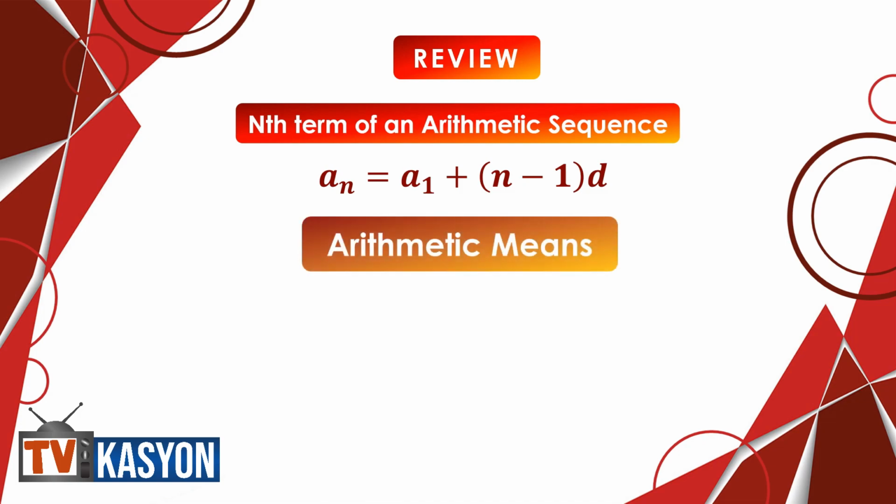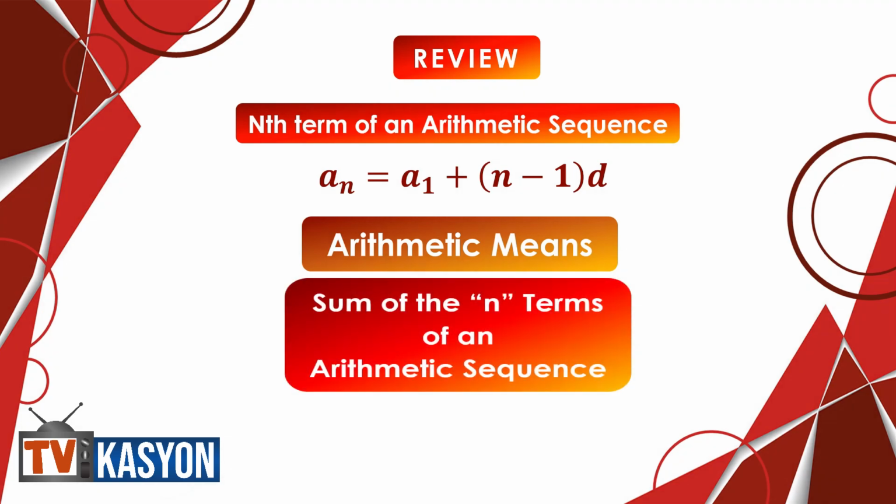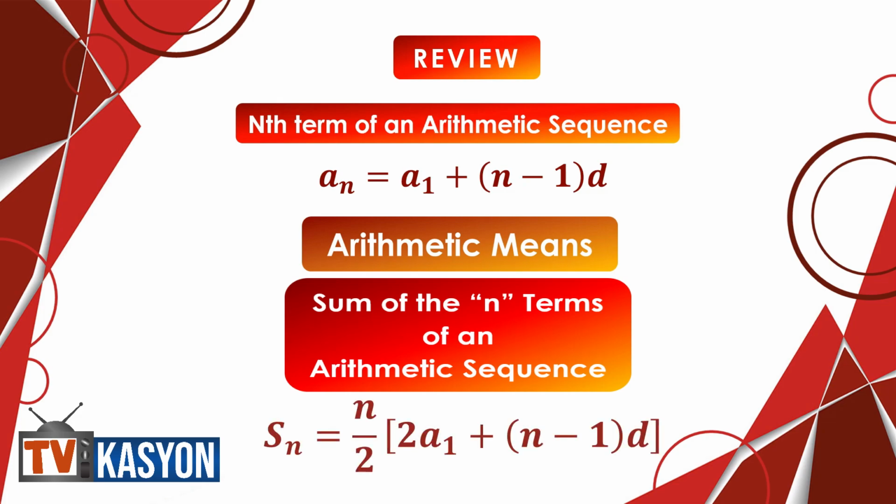2. The arithmetic means are the terms between any two non-consecutive terms of an arithmetic sequence. And 3. The sum of n terms of an arithmetic sequence denoted by s sub n is given by s sub n equals n over 2 multiplied to 2 times a sub 1 plus the quantity of n minus 1 times d, where n denotes the number of terms, a sub 1 denotes the first term, and d denotes the common difference.